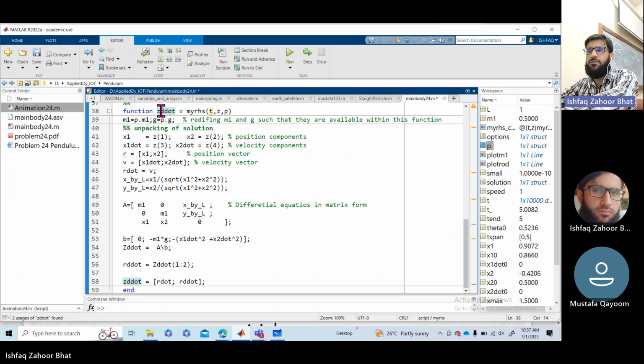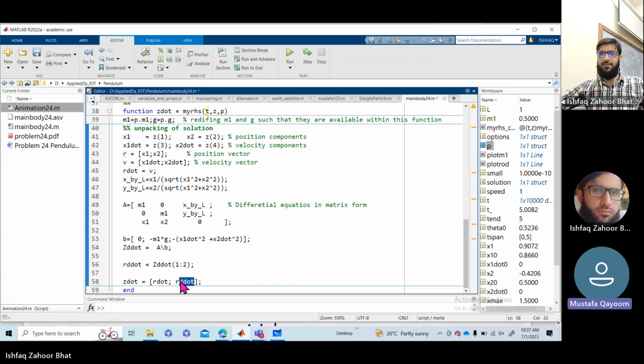I will not write this as Z double dot. There is a reason, I will tell you. I was thinking why I was writing Z dot. This is not Z double dot, this is just Z dot, because in Z dot this is R dot, and this is V dot. That is why we call this Z dot.